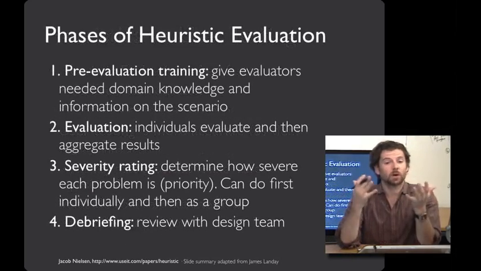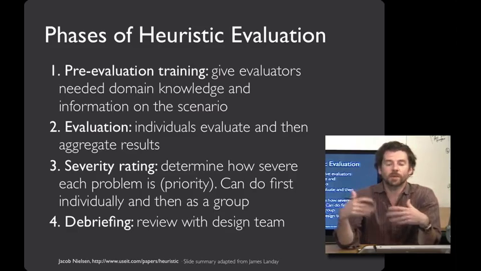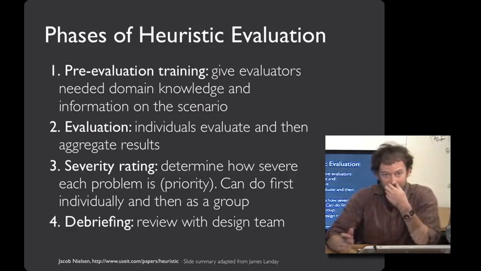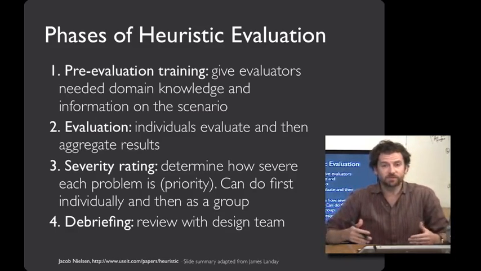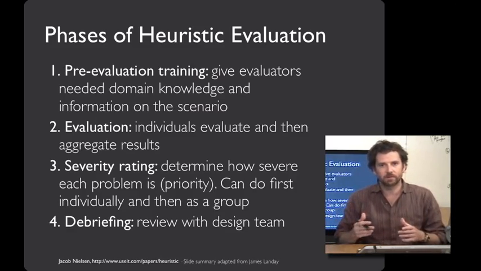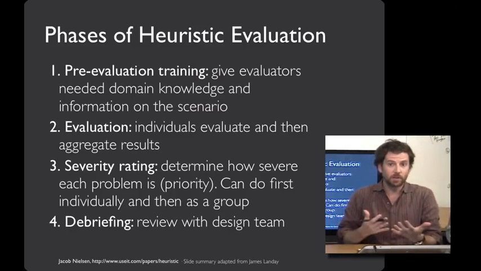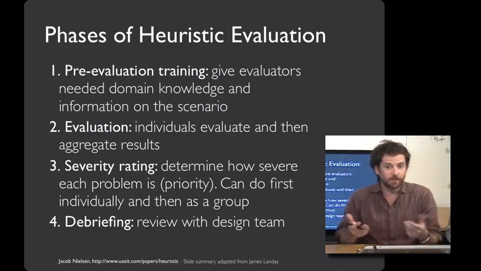So now that we've seen the benefits, what are the steps? The first thing to do is to get all of your evaluators up to speed on what the story is behind your software, any necessary domain knowledge they might need, and tell them about the scenario that you're going to have them step through. Then, obviously, you have the evaluation phase where people are working through the interface. Afterwards, each person is going to assign a severity rating, and you do this individually first, and then you're going to aggregate those into a group severity rating and produce an aggregate report out of that. And finally, once you've got this aggregated report, you can share that with the design team, and the design team can discuss what to do with that.